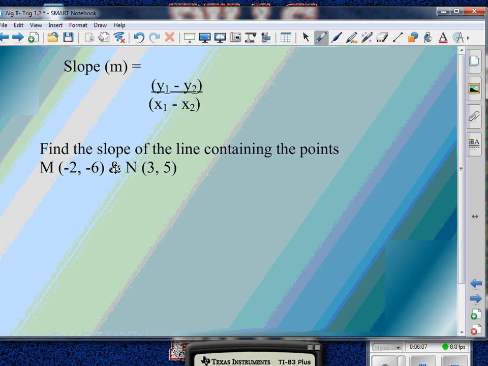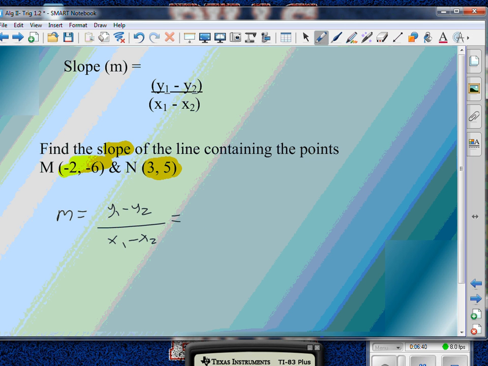Find the slope of the points in this line. M and N, they're just labels. The most important part of this problem is you're trying to find the slope of these 2 points. First thing I'm going to do is write down the formula. y1 minus y2 over x1 minus x2. The more you write something down, the more likely you are to remember it.